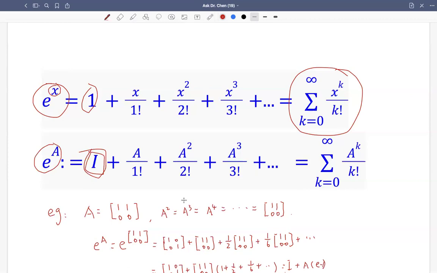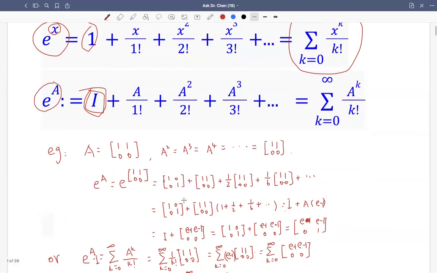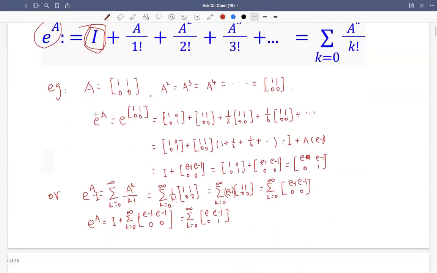So let's calculate an example to get some concrete idea. So let's see this example. I made an easy one, to avoid a lot of calculations. This matrix A is a 2 by 2 matrix: 1, 1, 0, 0. This will be an easy calculation, because A squared, A cubed, A to the fourth, A to any power, we still get back A. Right, so this is an easy example.